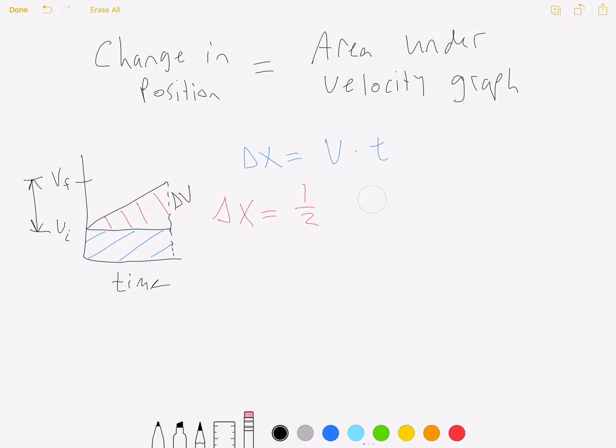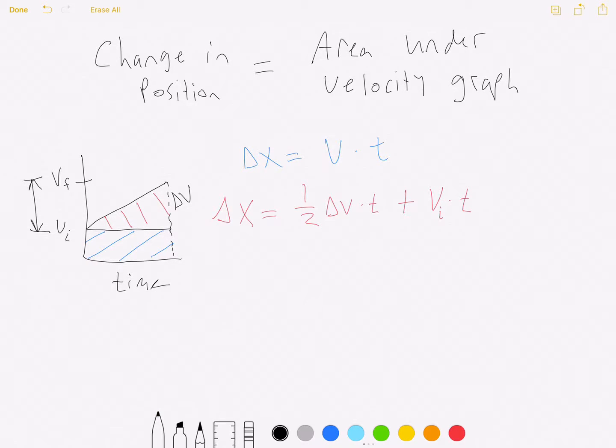Let's stick with our color convention so we can remember what's going on. Plus the blue rectangle, which is v times t. And we're calling this v initial now because the velocity changes. All right, so we have this famous kinematics equation appearing here. We're going to tweak it a little bit, though, so that it looks like the one in our textbook.